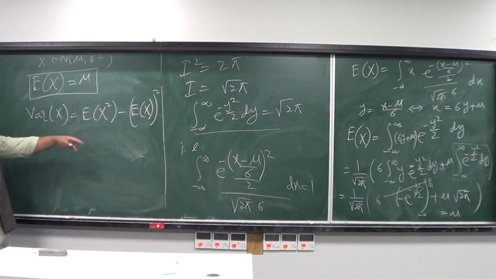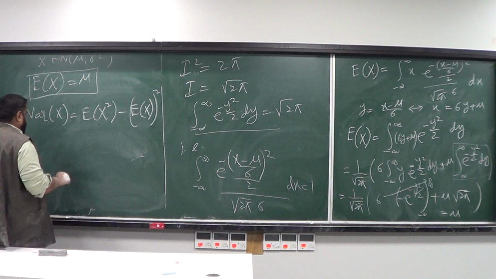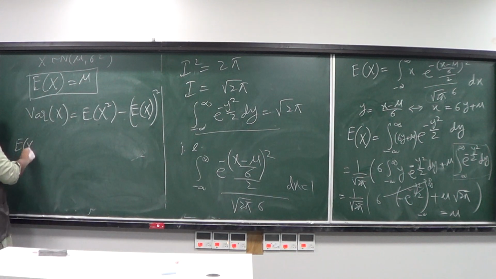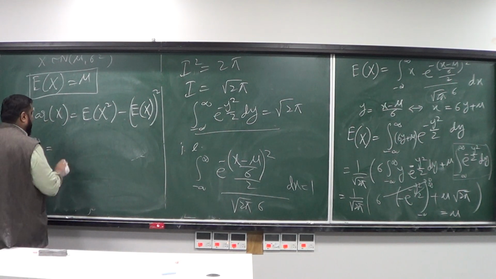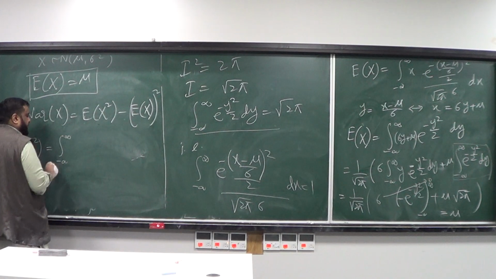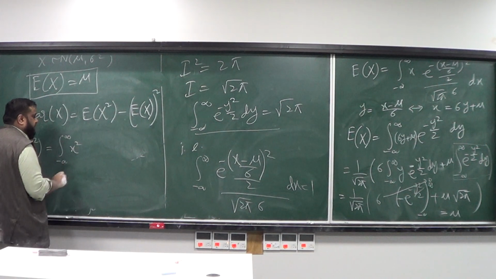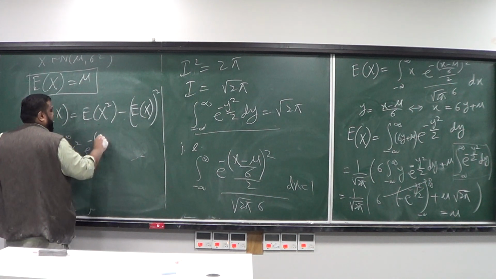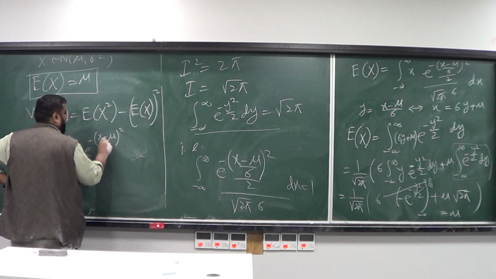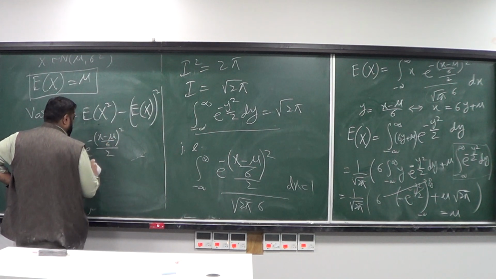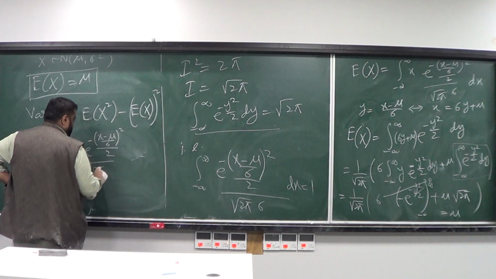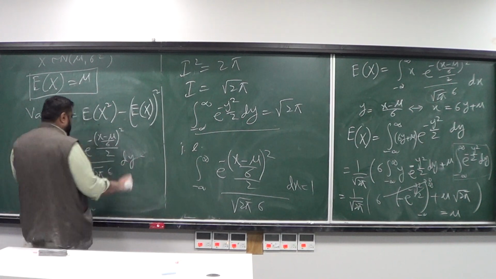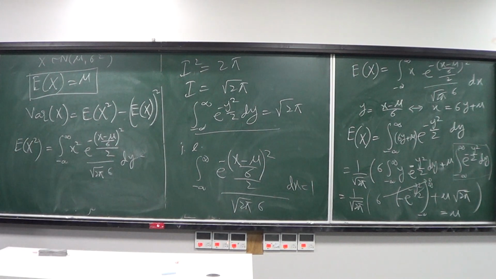The expectation of x we already know is mu. Let's compute the expectation of x square. So what would be the expectation of x square? It is going to be the integral from minus infinity to infinity of x square times e to the minus the square of x minus mu over sigma, divided by 2, and everything divided by the square root of 2 pi sigma, dx. So this is what it is going to be.